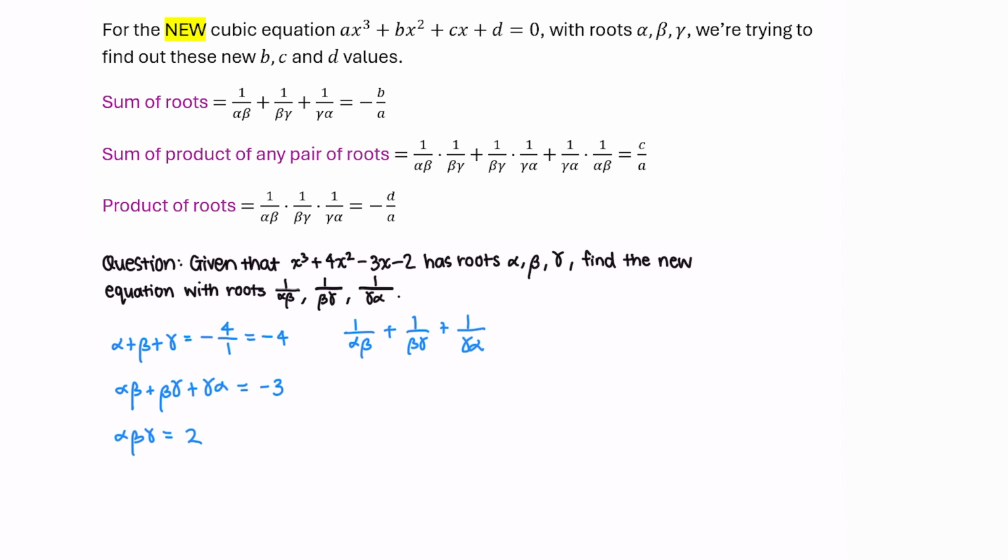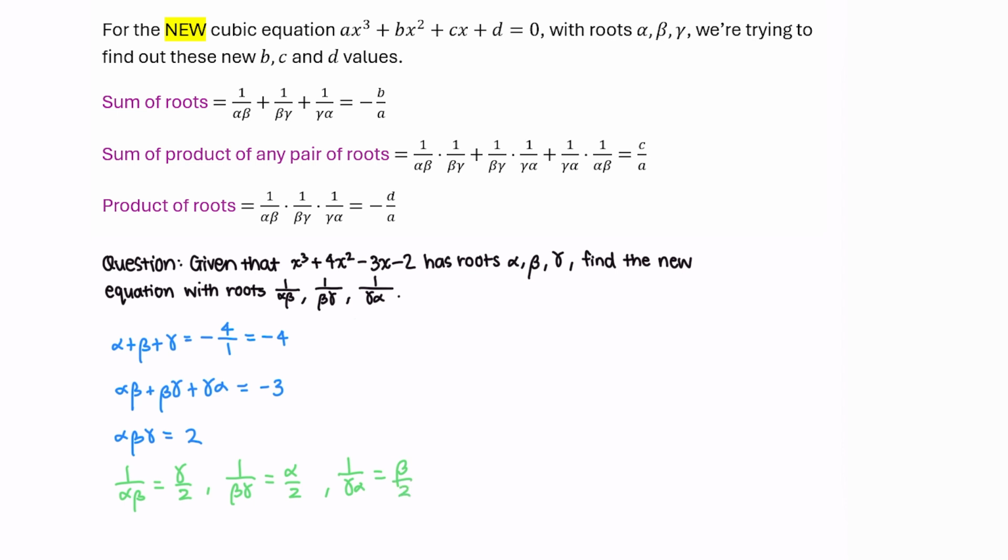Okay, this looks a bit difficult. We probably have to do a bit of cross multiplication, which is a bit complex. So let's actually simplify all of these first. How can we simplify these new roots? Well, actually, if you look at the product of roots here, this tells us that 1 over alpha beta is just gamma over 2. And similarly, 1 over beta gamma will just be equal to alpha over 2. And finally, 1 over gamma alpha will just be equal to beta over 2.